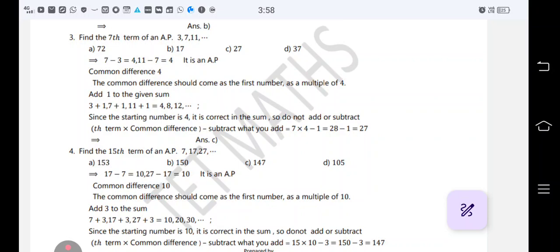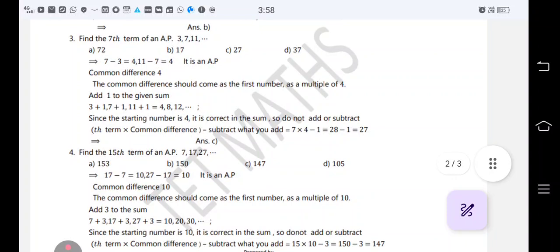Therefore, it is an AP. The common difference is 4. The common difference should come as the first number. The first number is 4, multiples of 4. But in the sum, what they have given is 3, the starting number is 3.